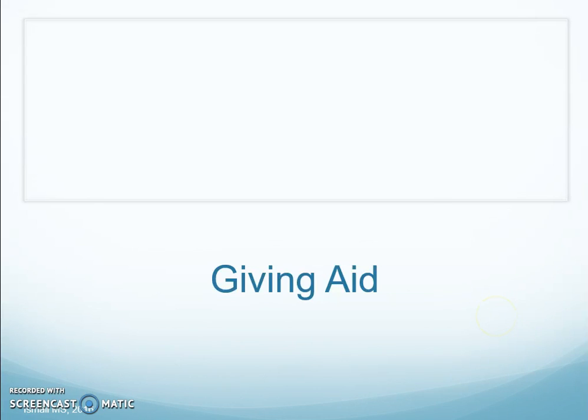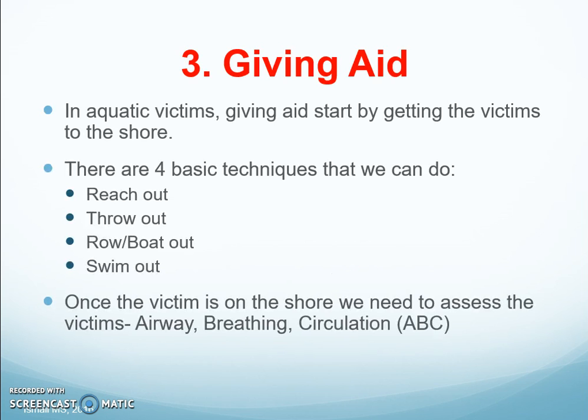Giving aid to the victim is the third step in the 4A approach. In aquatic victims, in order to give aid to the victim, we need to bring him to the shore or to stable dry ground. There are 4 basic techniques that we can do. One is called a reach out, second is throw out, third is row or boat out, and the fourth one is swim out. We're going to discuss all these 4 techniques in detail in another part of the lecture series.